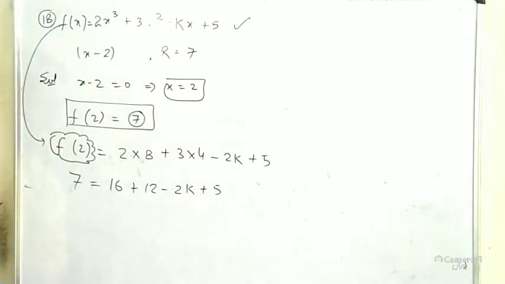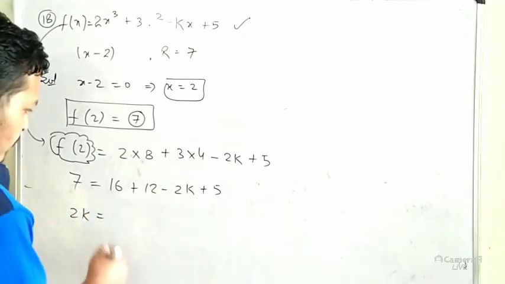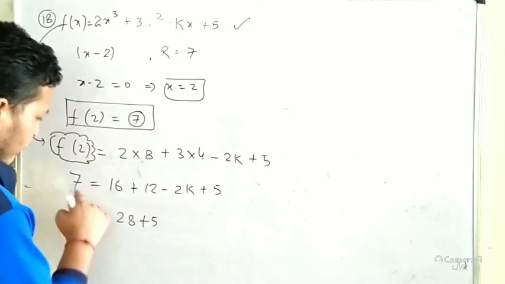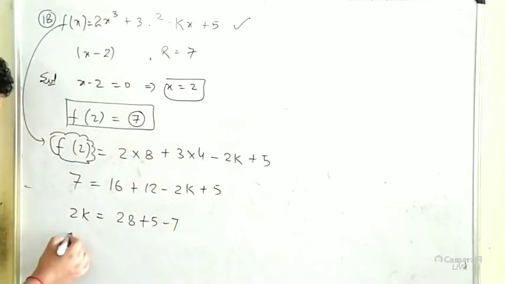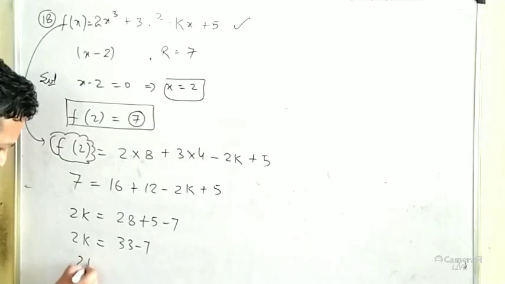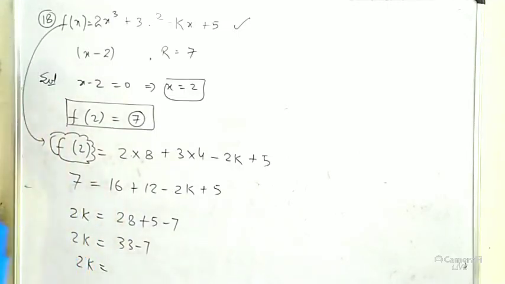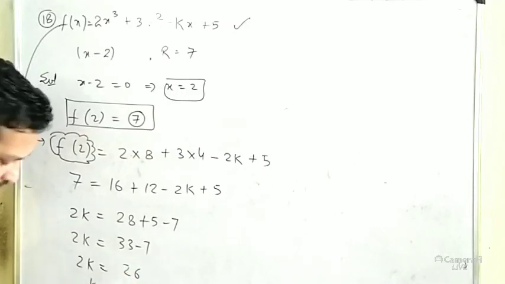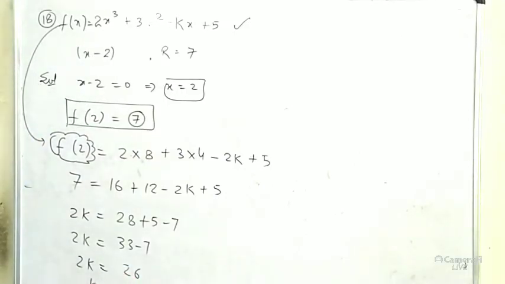Okay, solve it and you can calculate our answer. What will be the answer? Bring the 2k to the left, so 2k is equal to 16 plus 12 plus 5, that is 33, and minus 7. So 2k is equal to 26 and k is equal to 13. The value of k is equal to 13 here.